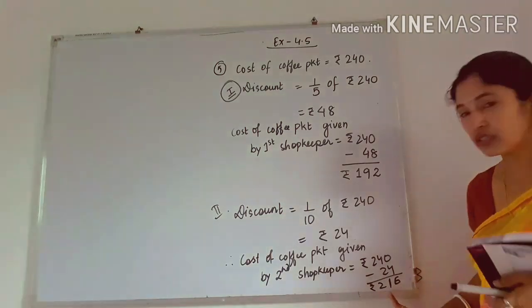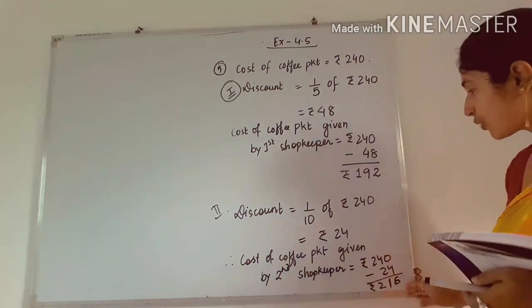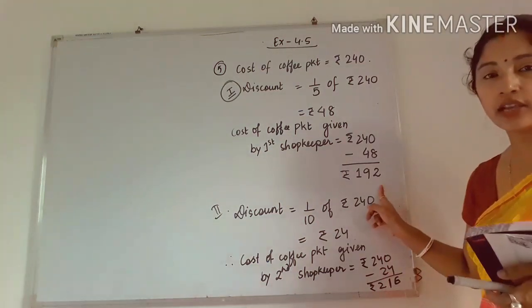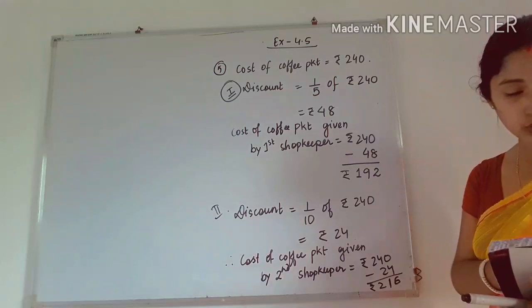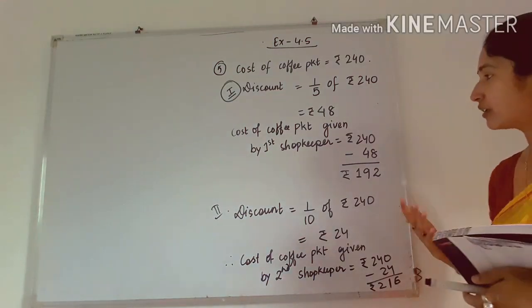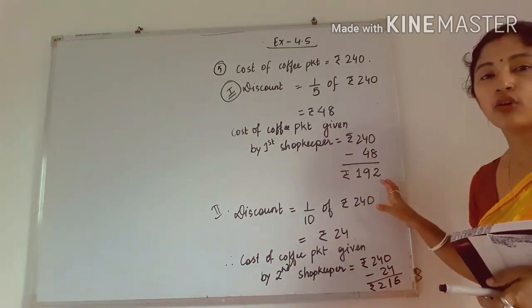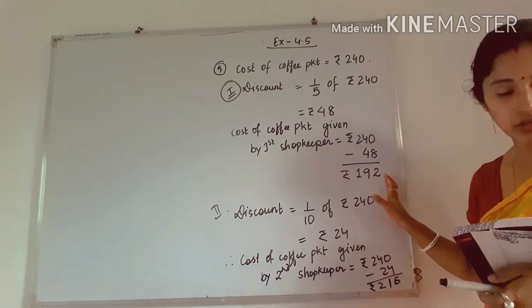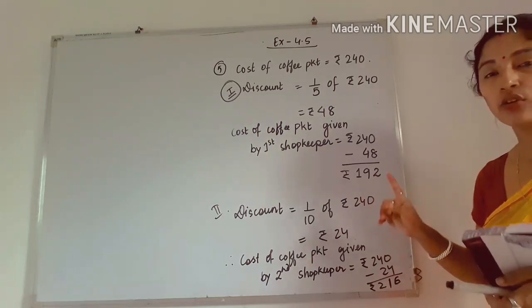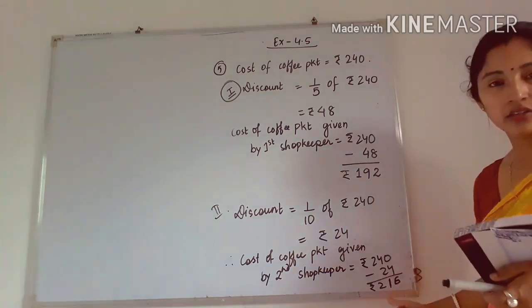This is the cost after the discount. So see, which one is less? 192 is less. The question is which of the two is better to buy? Yes, rupees 192 is the better option because the cost is less here. You have to write the reason why: the cost of this coffee packet is less than the second one.